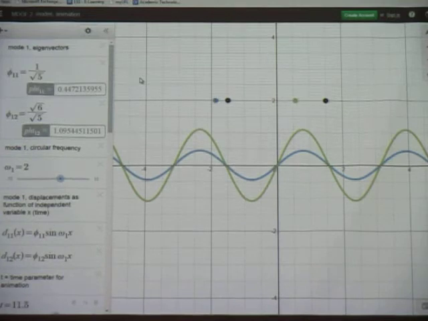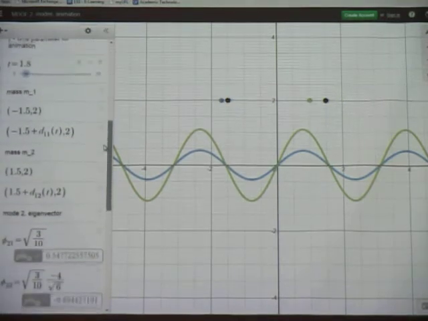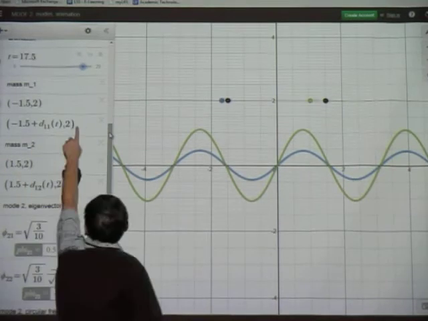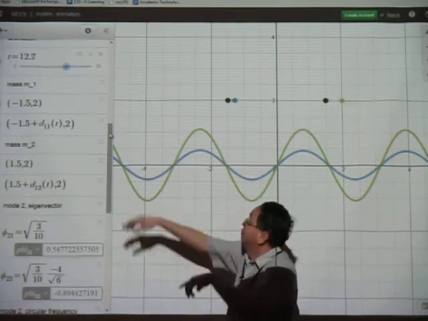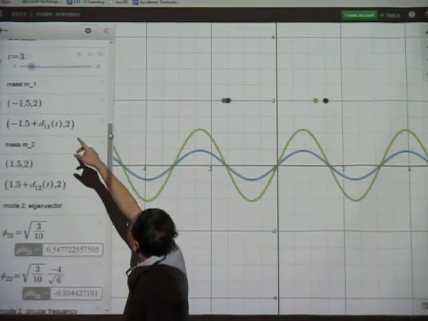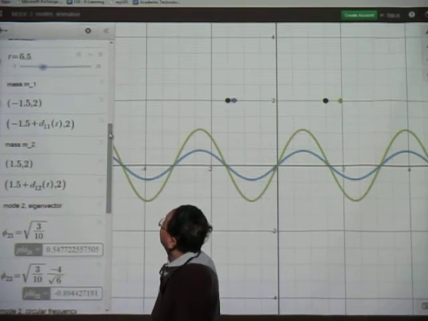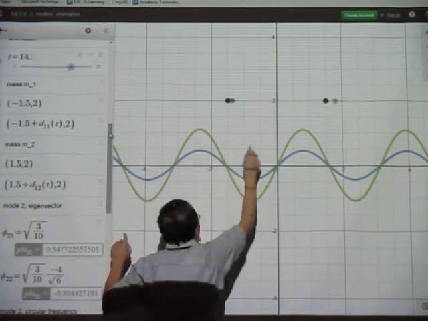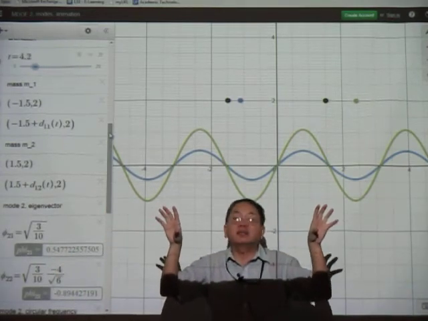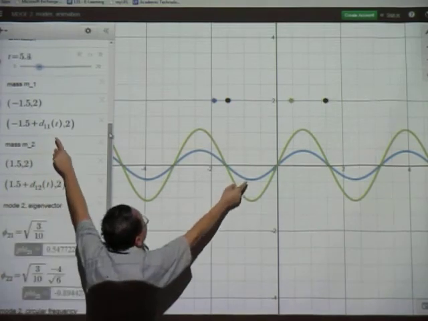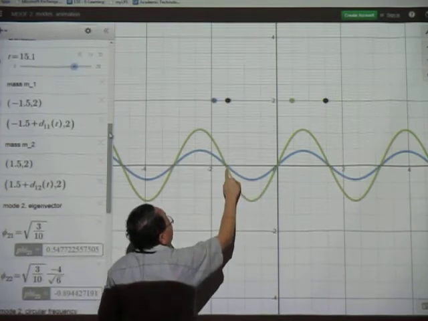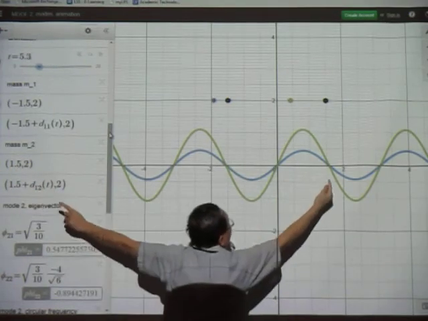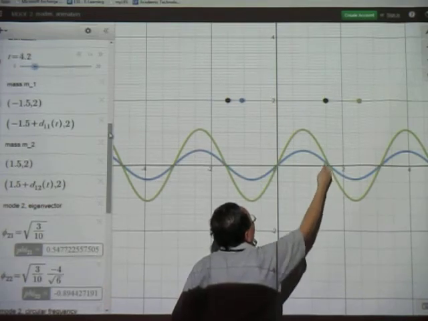So how do you do the animation? Here is what I did. I created a parameter t for time. It has a range right now from 0 to 20, but you can increase it to whatever number. And then I put the mass m1 at this coordinate. You see the black dots are the initial positions of mass m1 and mass m2. So basically, I put the mass m1 at x equal to minus 1.5, and the y coordinate equal to 2. And the initial position for mass m2 is x equal to plus 1.5, and y equal to 2.